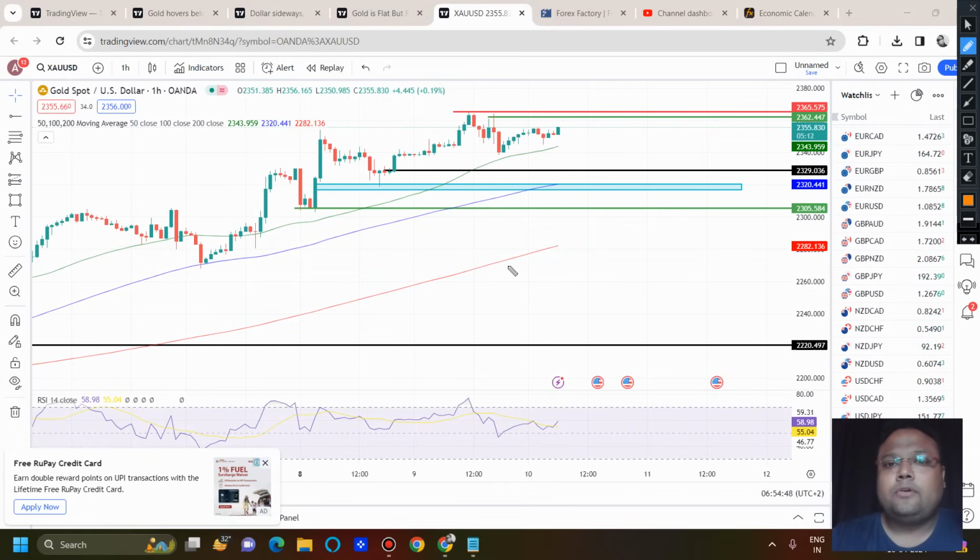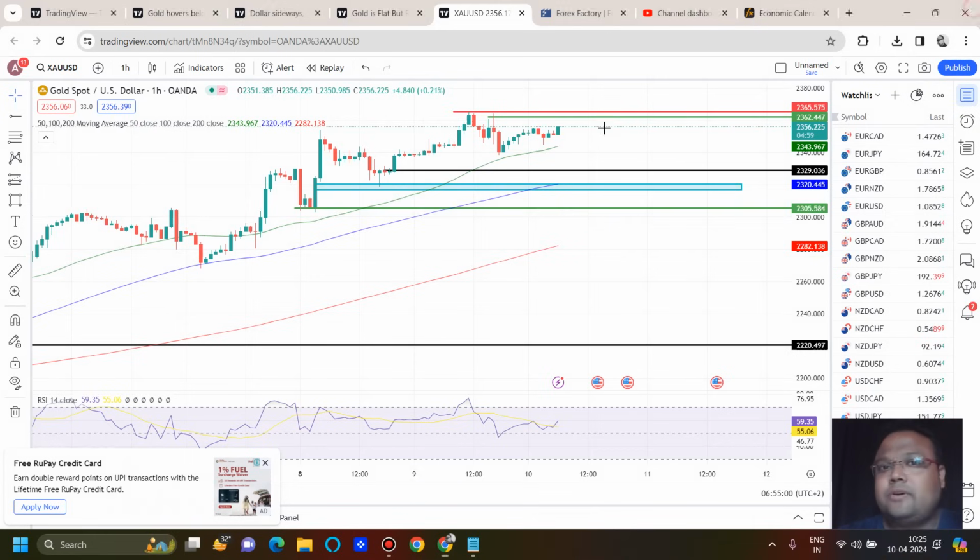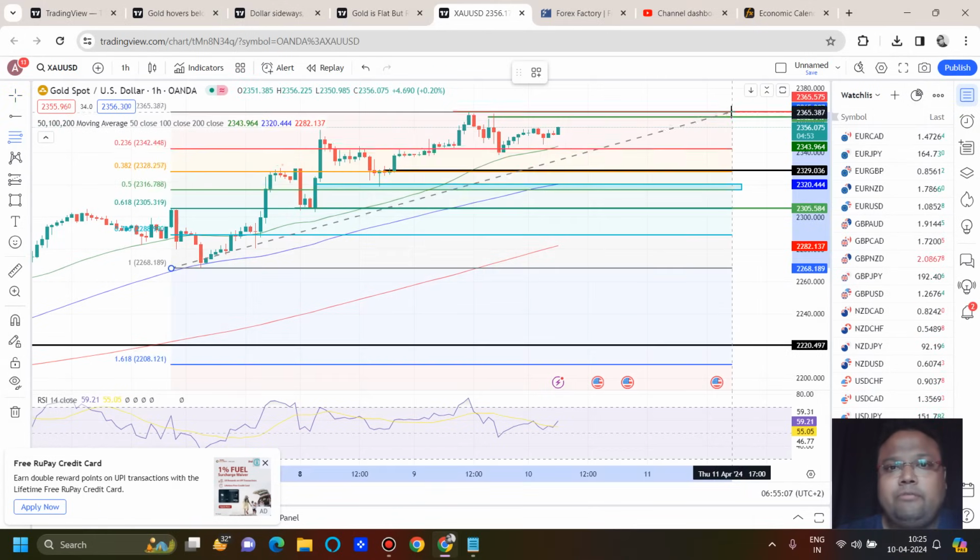So the first level for the day is 2329, 2330. The black line that I have drawn here, 2329, 2330, is the first level where we can look for a buy position, and we are using Fibo here, nothing else, only Fibo. You can see we have the Fibo 38.2% retracement level around this area.